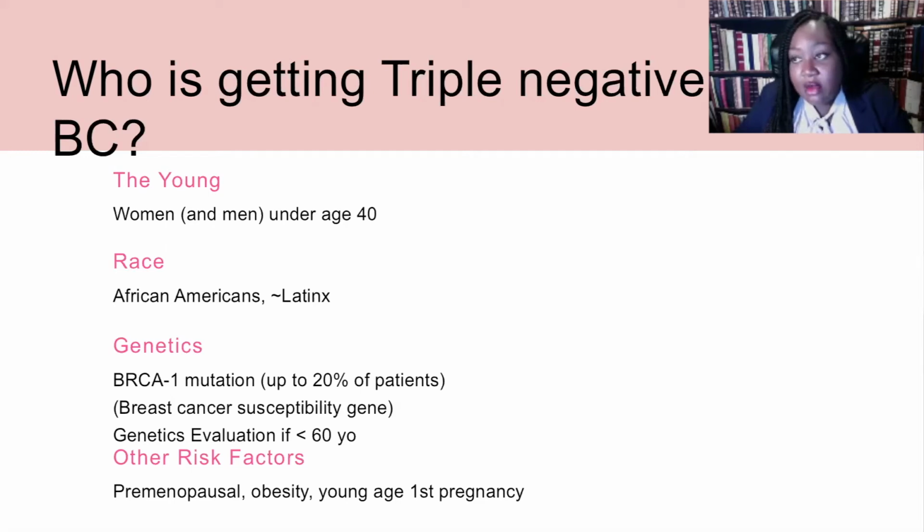Like I said, I'm going to reiterate one more time about that BRCA1 mutation. It is a genetic mutation. It is a gene that can be tested for with genetic testing. So it's important, especially if you're under age 60 and developing triple negative breast cancer, that you be evaluated, as well as other people in your family.